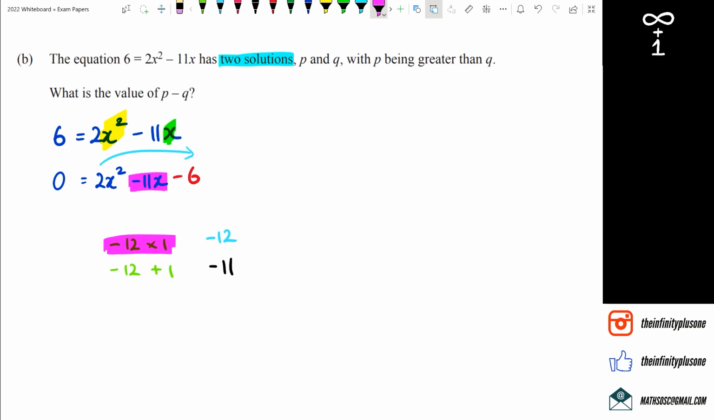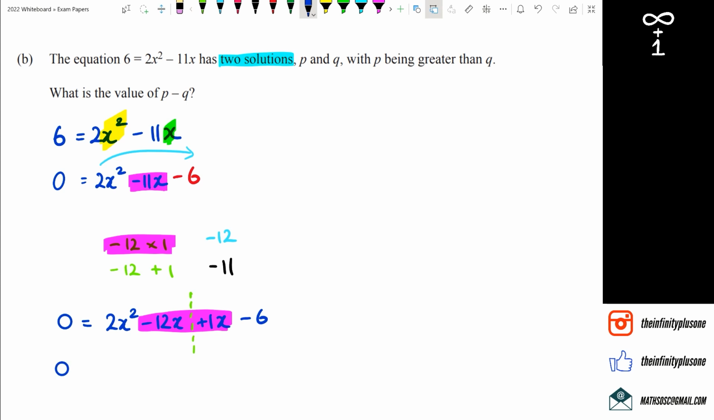So basically what I'm going to be doing is replacing this -11x with -12x and +1x. So the quadratic is going to be rewritten as 0 equals 2x squared minus 12x plus 1x minus 6. All I've done here is replace the minus 11x, which is in that pink highlighted area, with -12x plus 1x. And the reason I do this is because I want to be able to factorize the first two elements and then the second two elements.